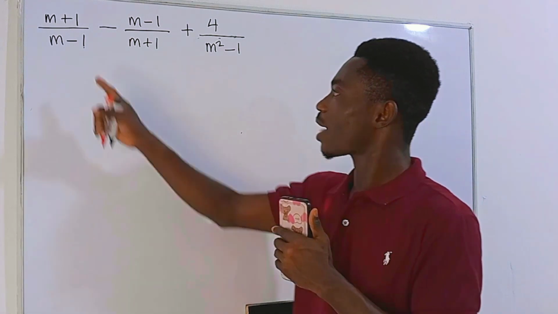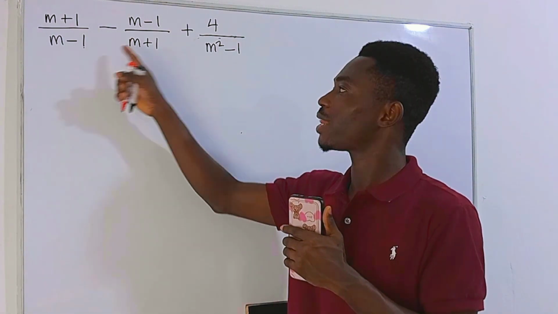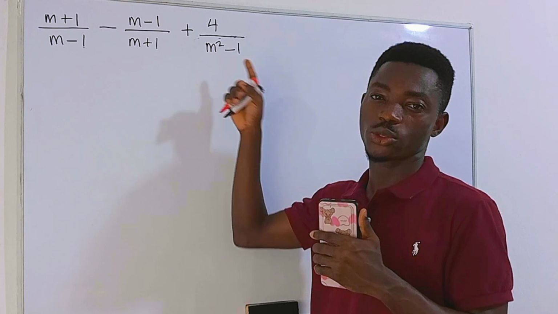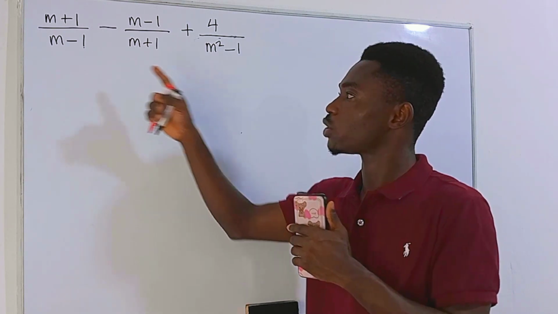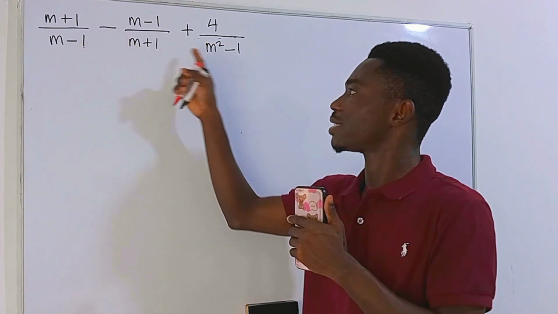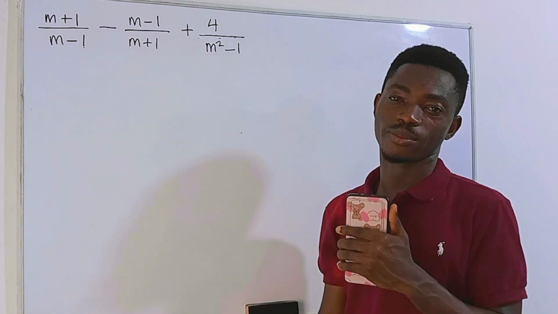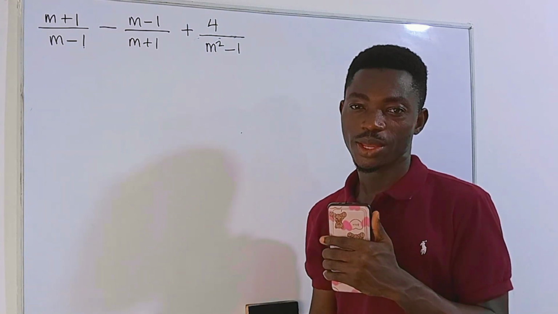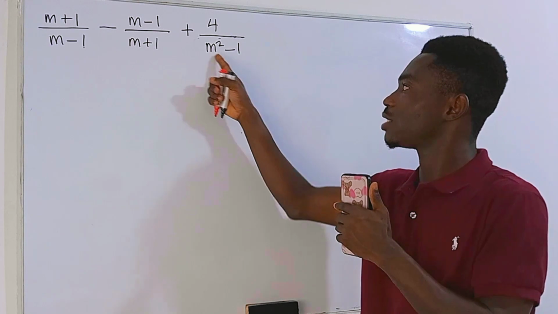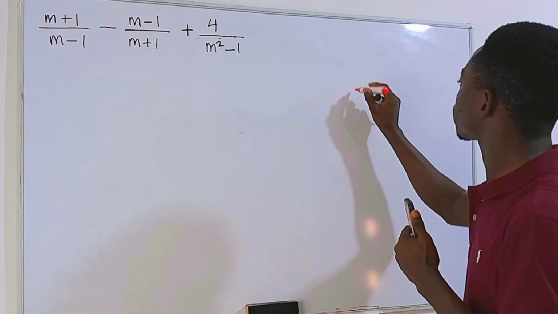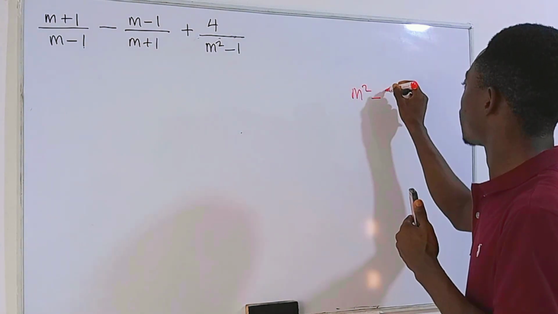In fact, to simplify this basically means to combine these three fractions. And to do that, the first thing you need to do is ensure that the denominators are the same before we can easily combine them. So how can we make them the same? Before we do that, let's consider this denominator right here. We have m squared minus 1.